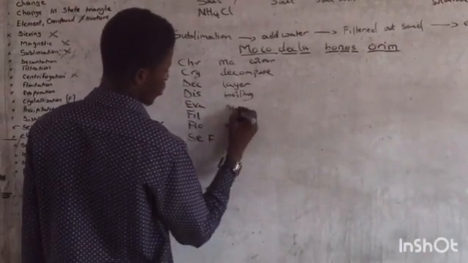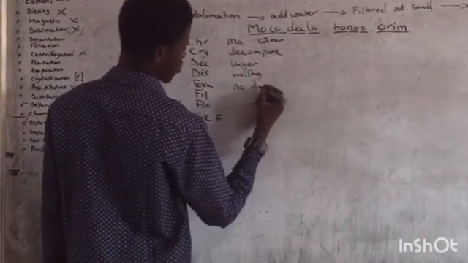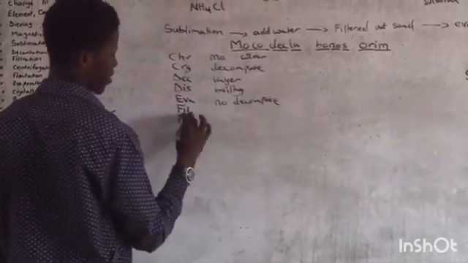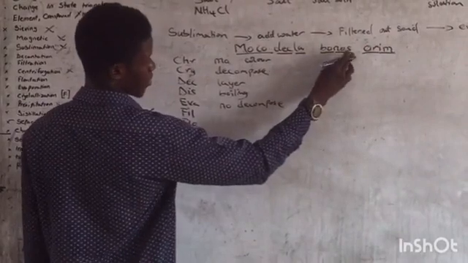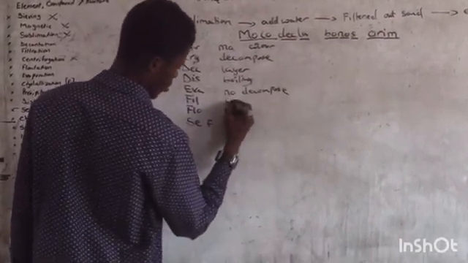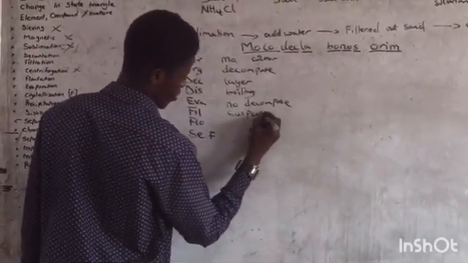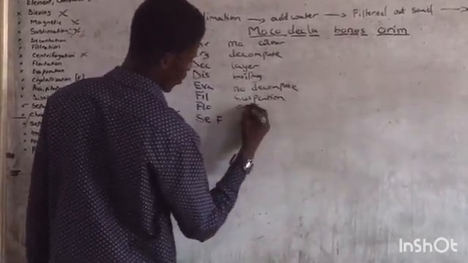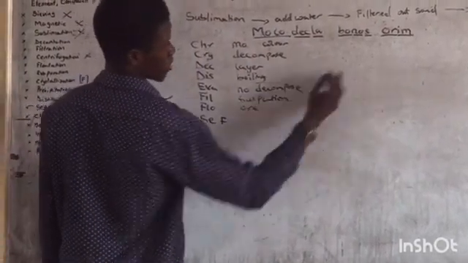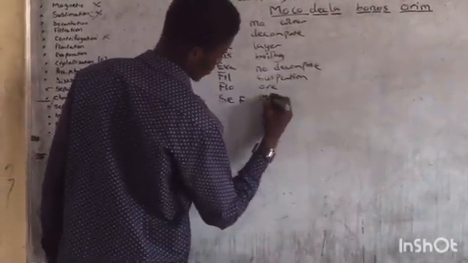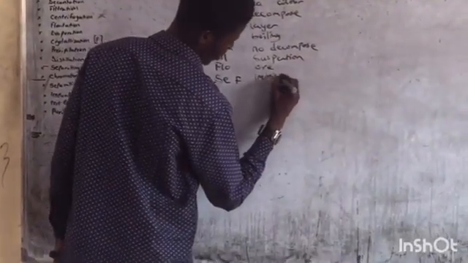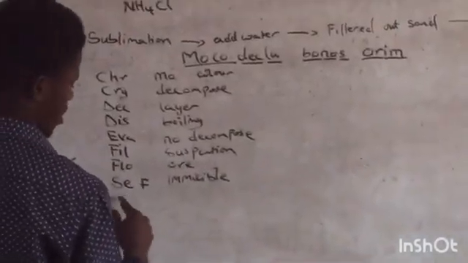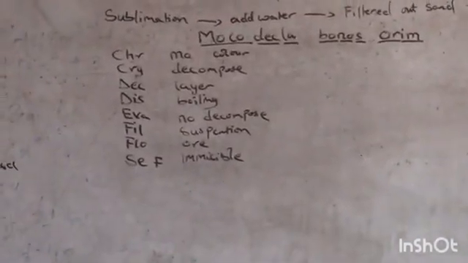Evaporation: do not decompose, no decompose. Anyhow, it's just a mnemonic. So filtration, the last S here is actually suspension. You can remember suspension. Flotation, O: you can remember O of metal. And the last one is immiscible. Immiscible is when you want to separate water and petrol. Remember when you divide them, they are immiscible.